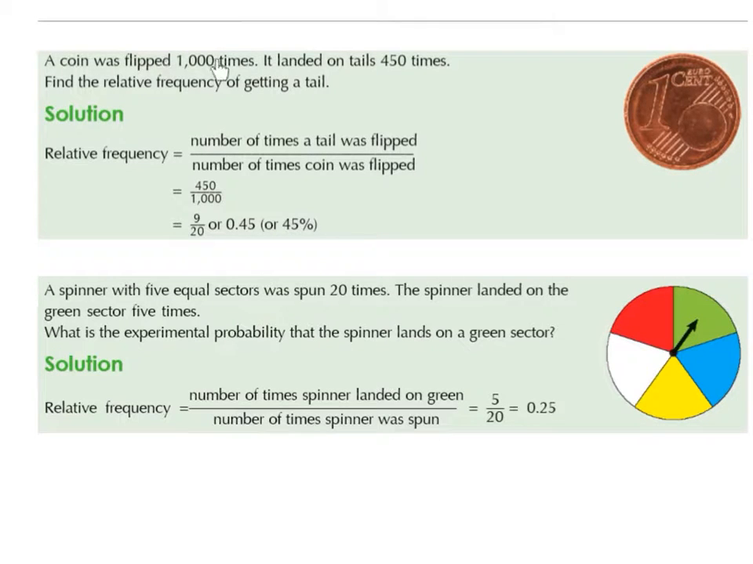A coin was flipped 1,000 times. It landed on tails 450 times. Find the relative frequency of getting a tail. Well, relative frequency is the number of times a tail was flipped, or the number of times we landed on tails, divided by the number of times the coin was flipped.